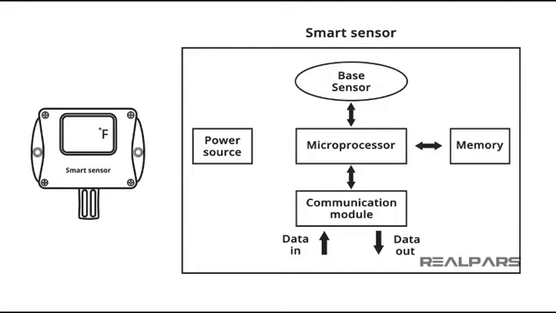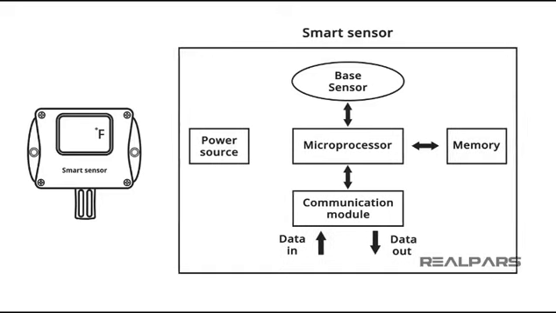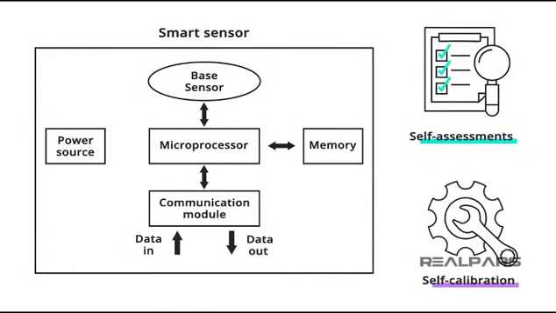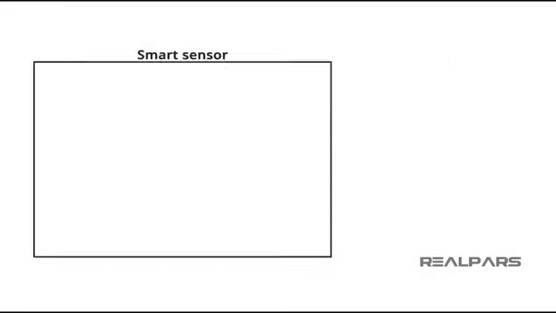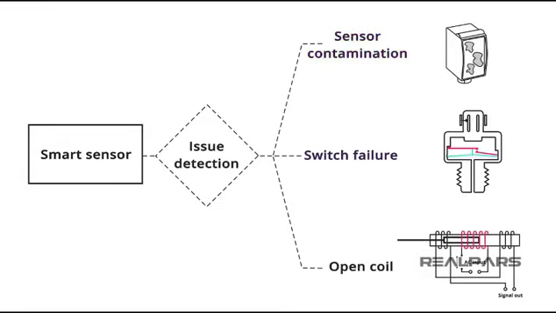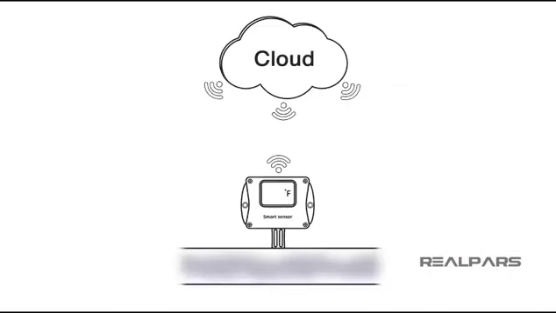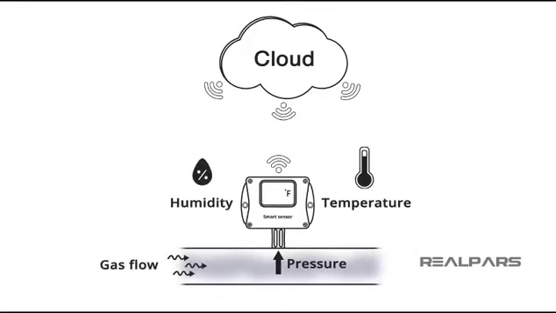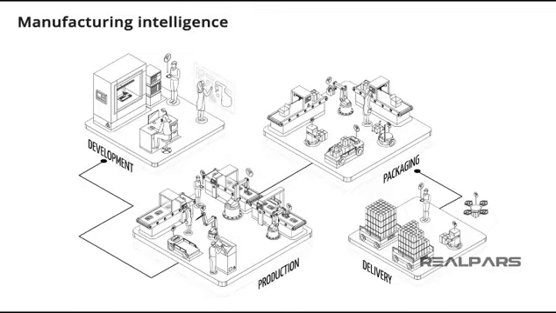Smart sensors are capable of a variety of functions and options. Smart sensors can perform self-assessments and self-calibration. They can detect issues such as sensor contamination, switch failures, and open coils. Some smart sensors are capable of multi-sensing and can measure pressure, temperature, humidity, gas flow, and more. Smart sensors play a very important role in the new era of manufacturing intelligence. They will become more and more important as industry develops increasingly sophisticated and complex processes.